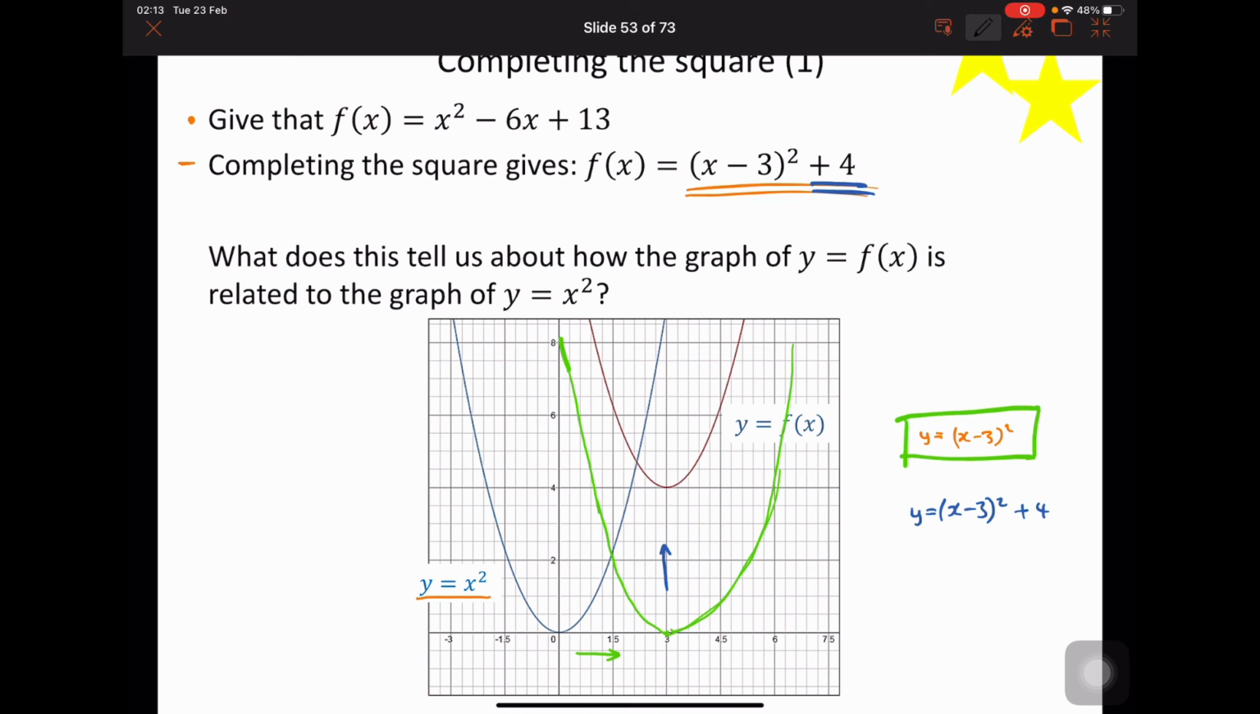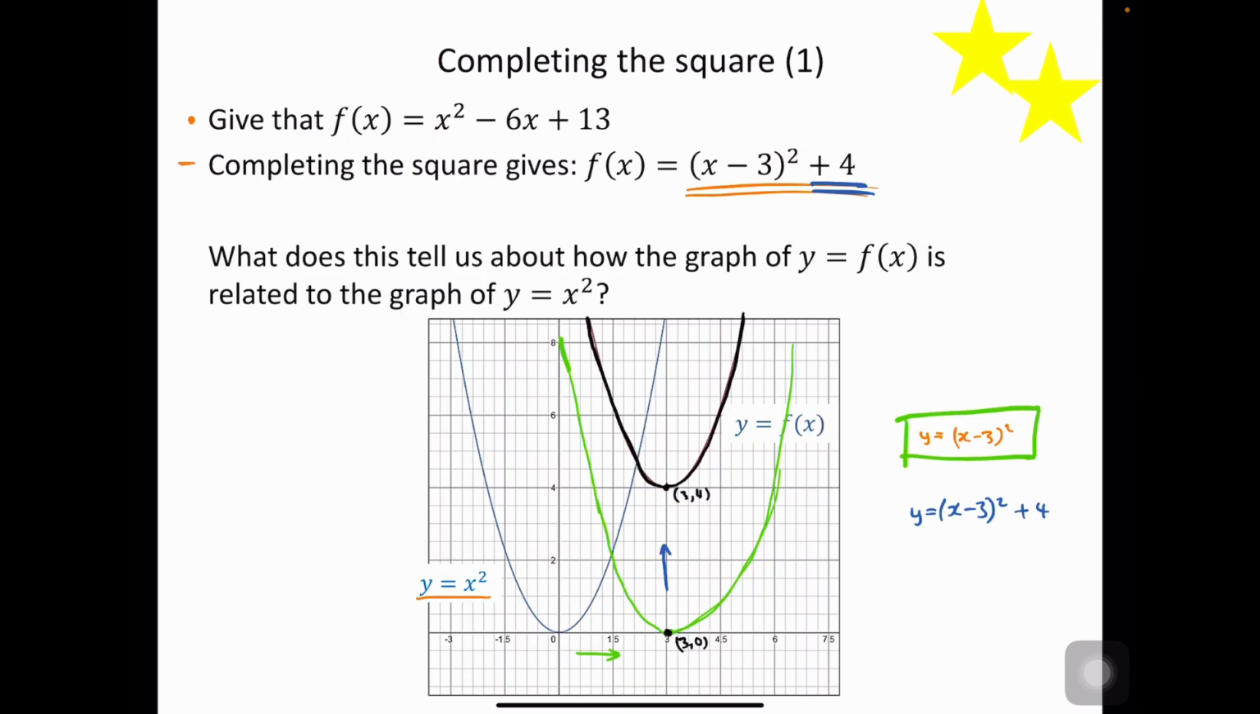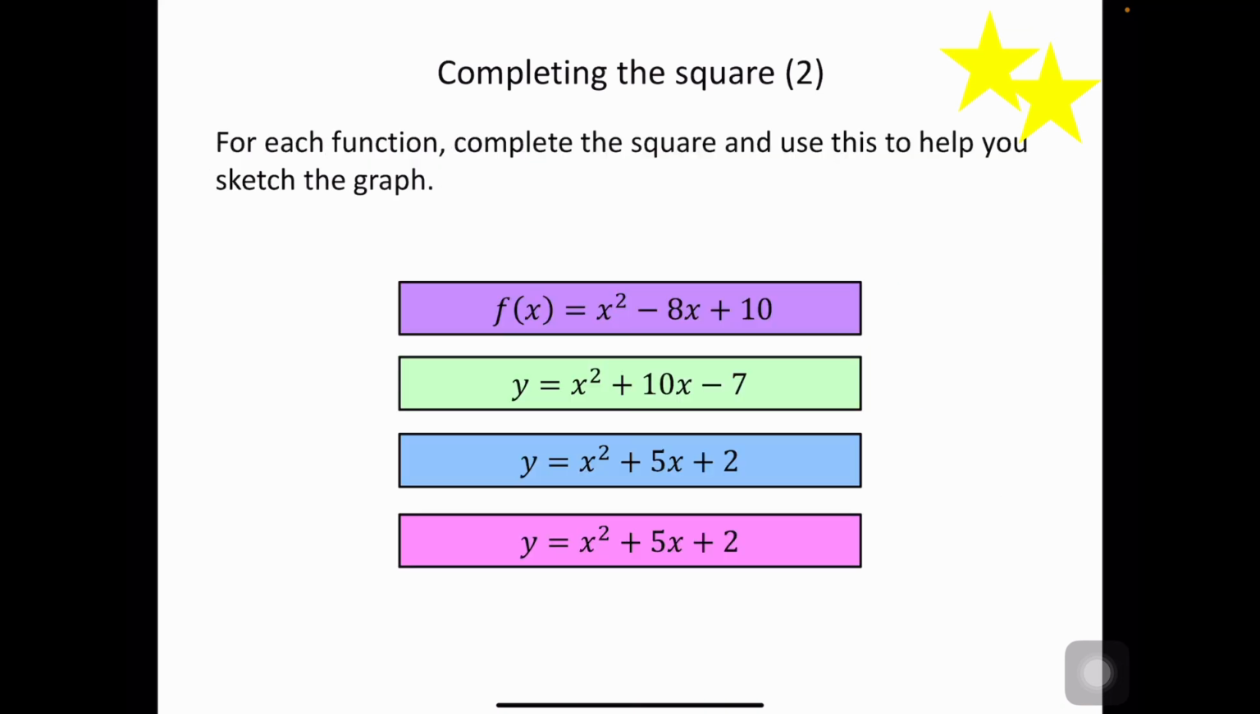So now we're changing the y value from 0, so this is 3, 0, to 4. So 3, 4, and look, that definitely corresponds to this graph, of this curve, I should say. But yeah, that's quite interesting for you to see the link between completing the square and graph transformations.